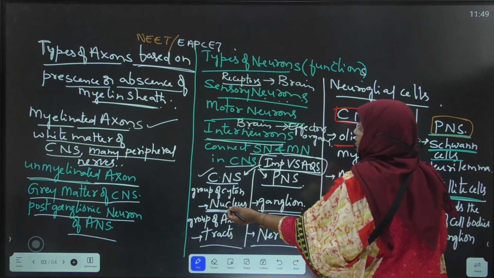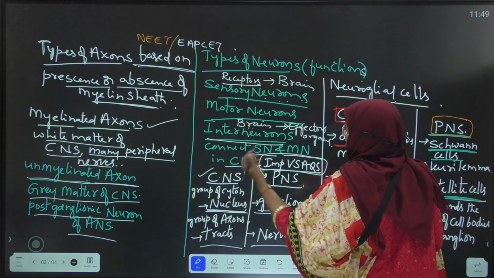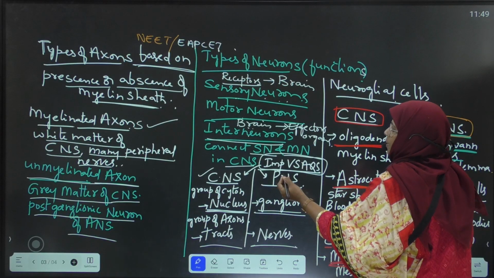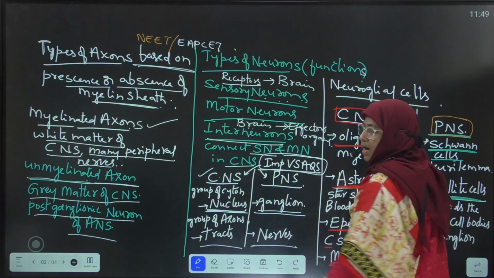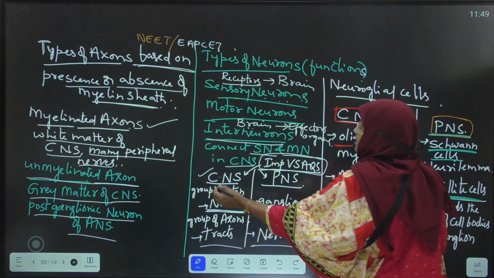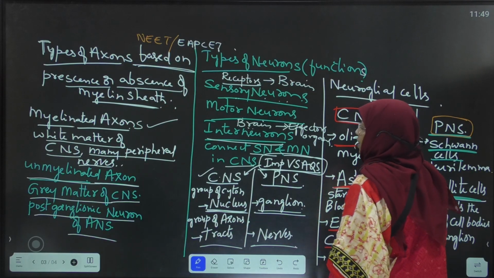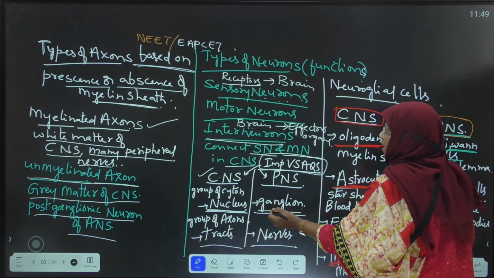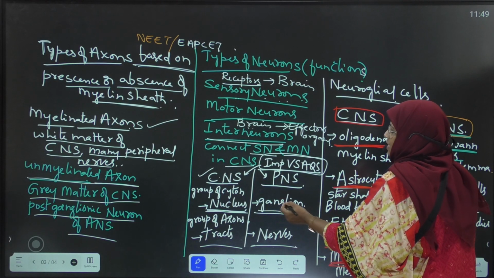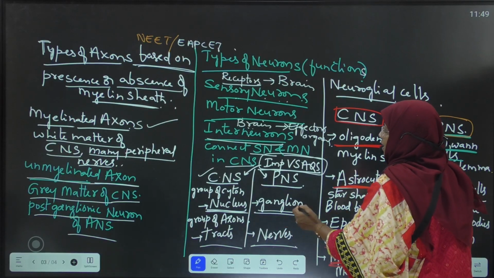What is the difference between the nucleus and ganglion? Nucleus is present in CNS and ganglion is present in PNS. What is a nucleus? A group of cytons, or group of nerve cell bodies, present in the CNS, the central nervous system, is called a nucleus. A group of cytons present in the PNS, the peripheral nervous system, is called a ganglion.